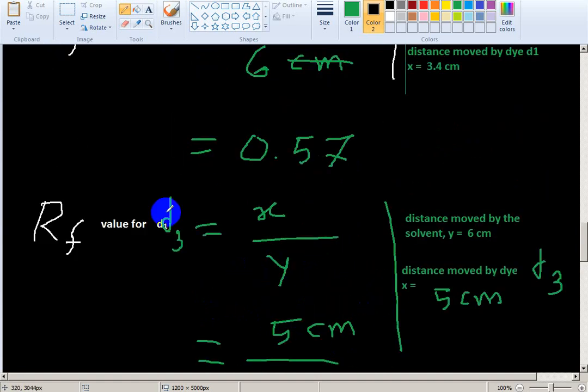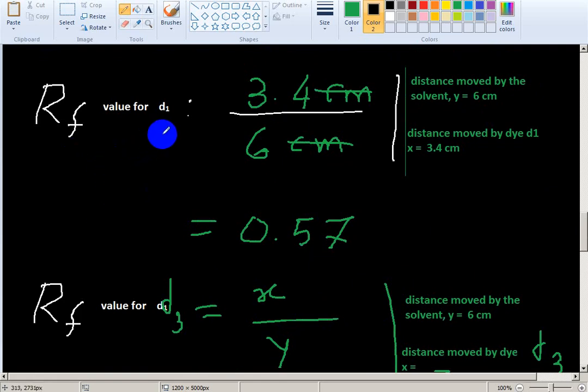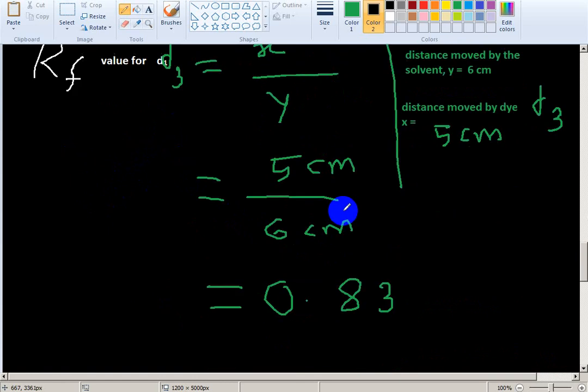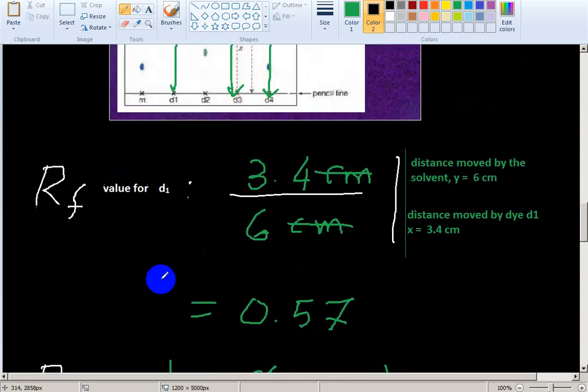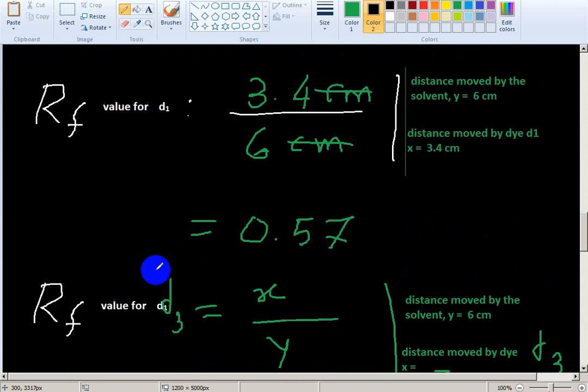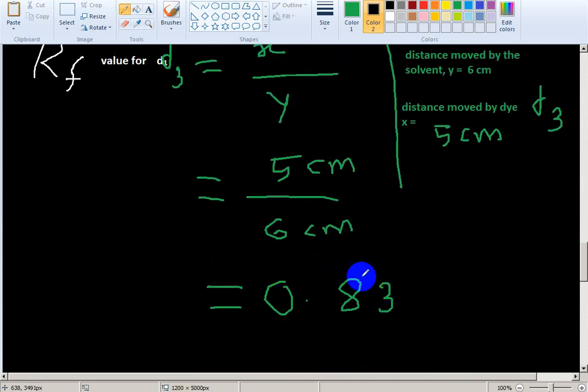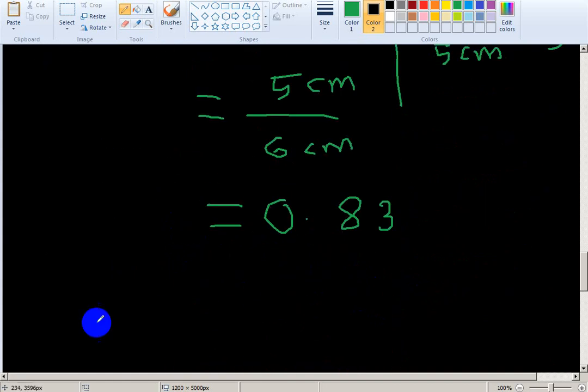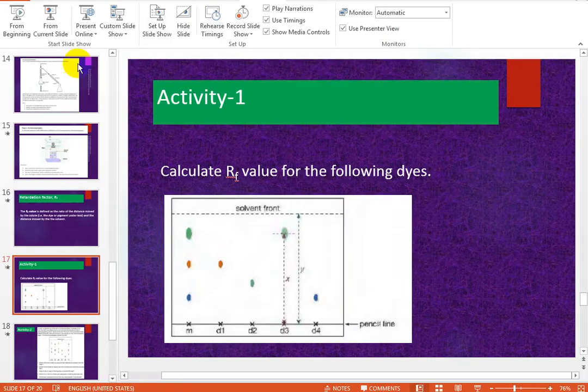So we have found the retardation factors of two dyes: D1 is 0.57 and D3 is 0.83. Between D1 and D3, which one has the higher retardation factor? D3. The higher the retardation factor, the higher the solubility, so dye D3 has more solubility. Activity 1 is done.